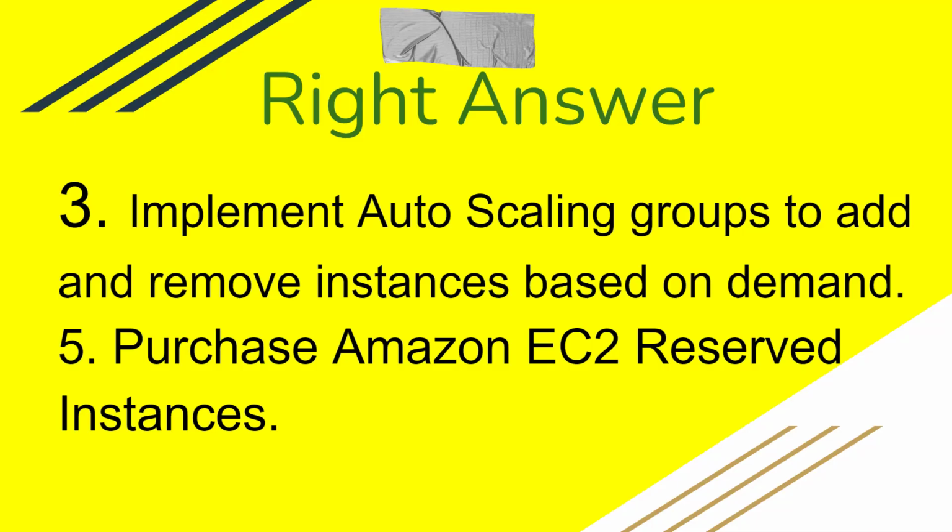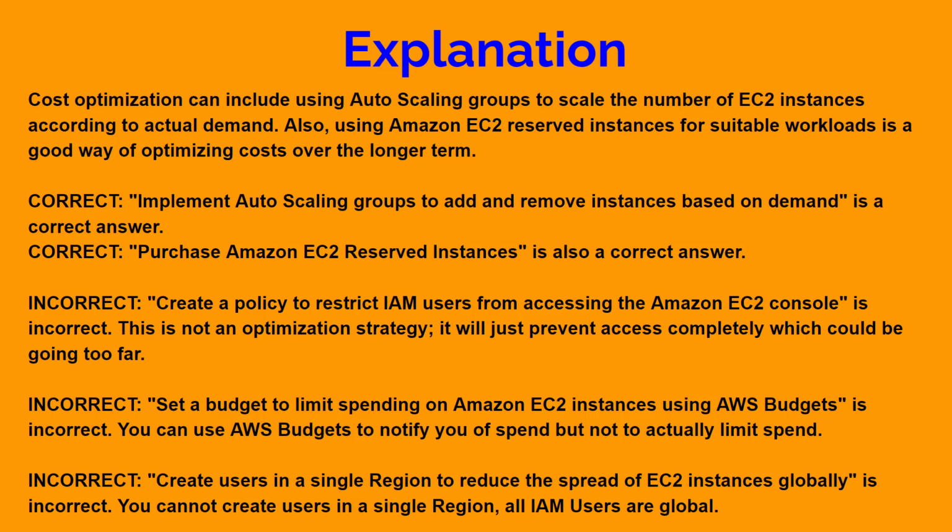Right answer is 3. Implement auto-scaling groups to add and remove instances based on demand. 5. Purchase Amazon EC2 reserved instances. Explanation. Cost optimization can include using auto-scaling groups to scale the number of EC2 instances according to actual demand. Also, using Amazon EC2 reserved instances for suitable workloads is a good way of optimizing costs over the longer term. Correct. Implement auto-scaling groups to add and remove instances based on demand is a correct answer. Correct. Purchase Amazon EC2 reserved instances is also a correct answer.